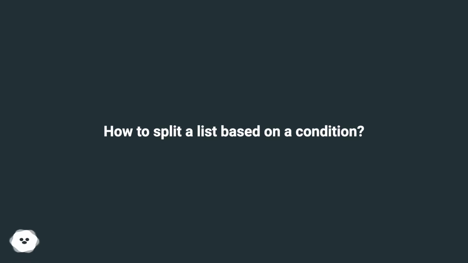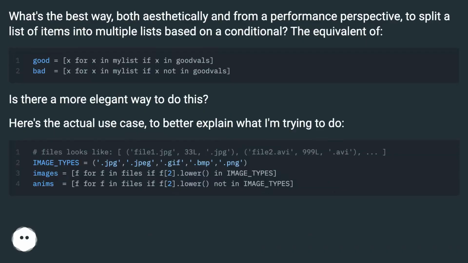How to split a list based on a condition. What's the best way, both aesthetically and from a performance perspective, to split a list of items into multiple lists based on a conditional? The equivalent of. Is there a more elegant way to do this? Here's the actual use case to better explain what I'm trying to do.